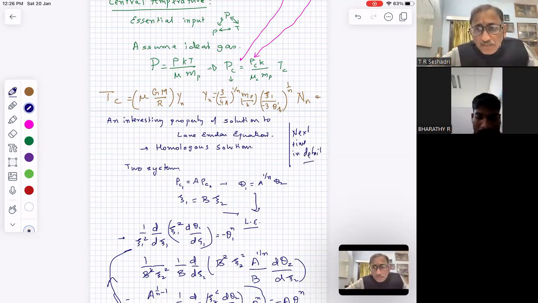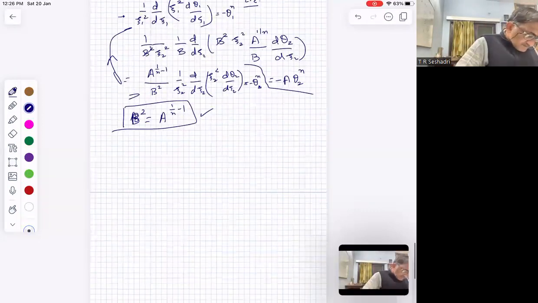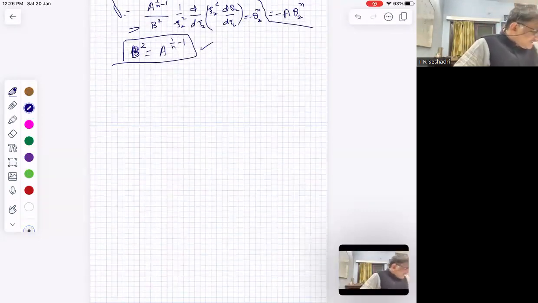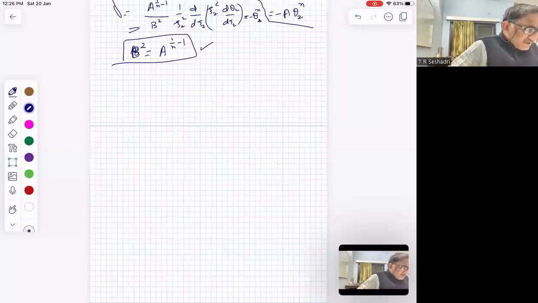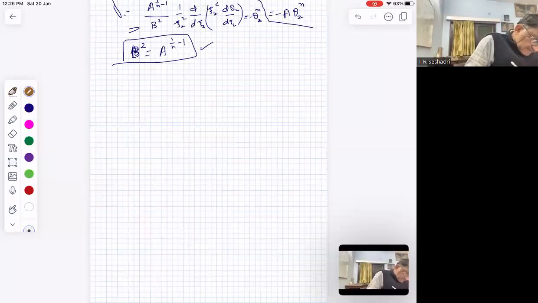Okay. So this sort of concludes the discussion of the Lane-Emden equation. I will give some problems, and I will just tell one thing, a brief discussion on the relevance of the Lane-Emden equation.